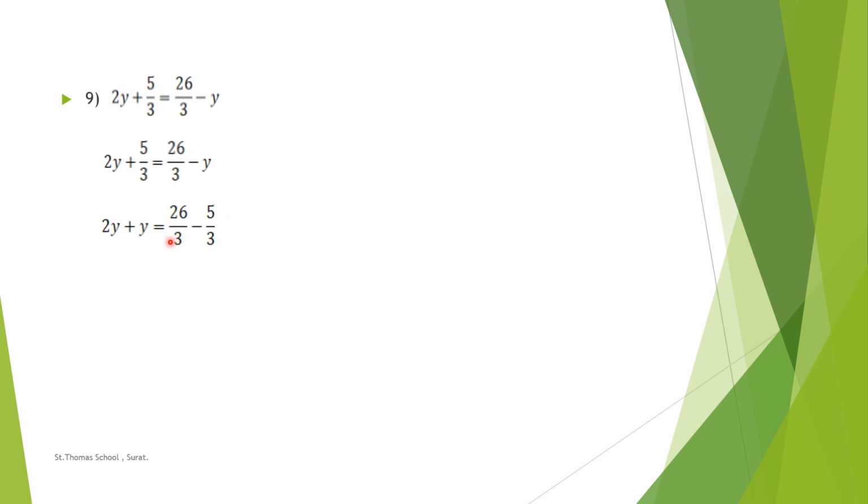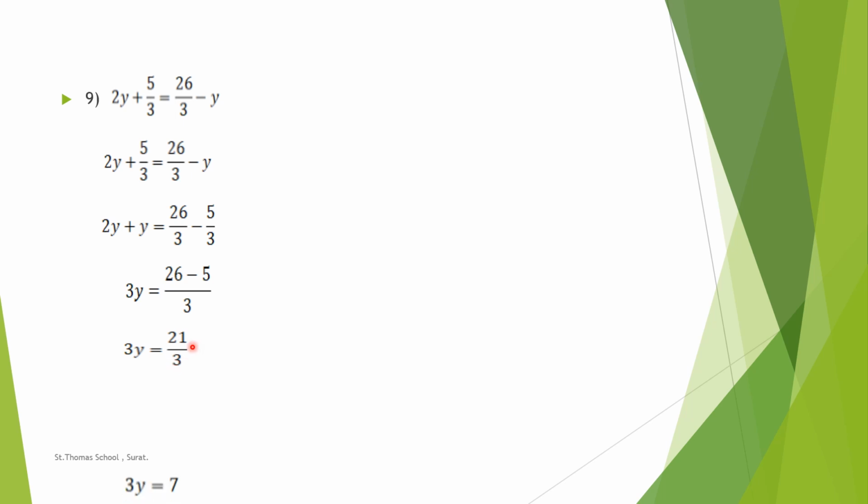Now they are like terms. You can subtract 26 minus 5. That is 21. And 2y plus y. Here no coefficient. That means 1. So 2 plus 1, that is 3y. So we can write like this. 2y plus y, that is 3y, is equal to 26 minus 5 divided by 3. Because they are like terms, we can subtract the numerator. So 3y is equal to 26 minus 5, that is 21 by 3.